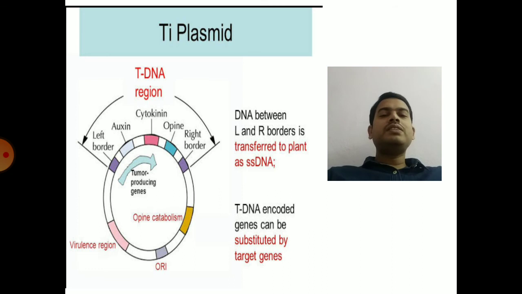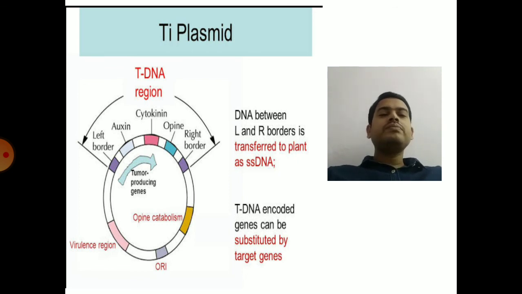Whatever genes are present in between the left border and right border are inserted into the plant genome and are expressed efficiently. So your foreign DNA of interest should be introduced in between the left and right border, where after infection the left and right border along with your foreign DNA will be inserted into the genome of the plant and expression of your foreign DNA will take place.